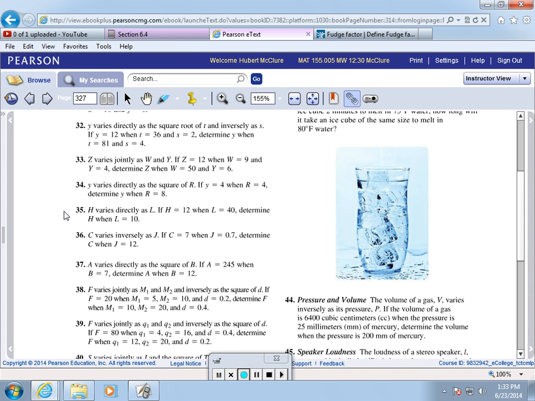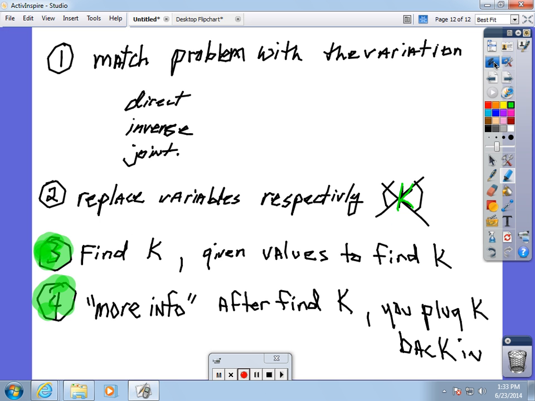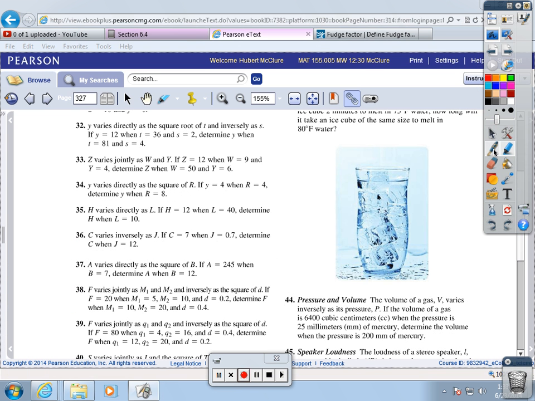All right. Now it says C or H varies directly as L. So which one are you going to use? Direct variation. Y is equal to K times X. So that's the first thing you do, is write it down. So Y is equal to K times X. I'm going to write it on this paper and then on this screen, and then we'll transfer it over.